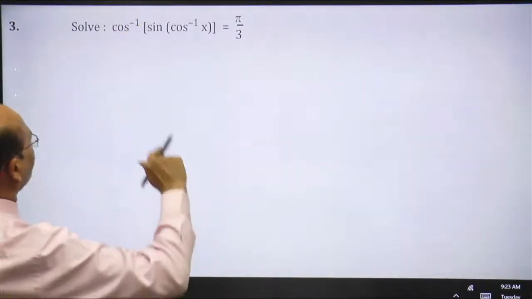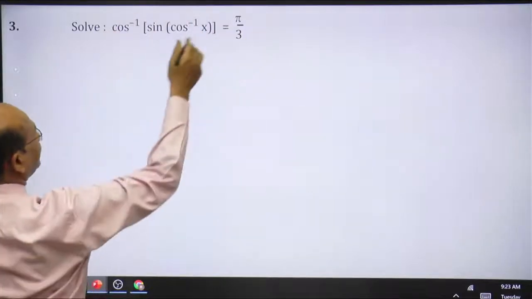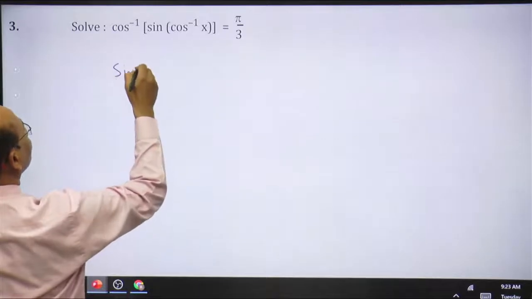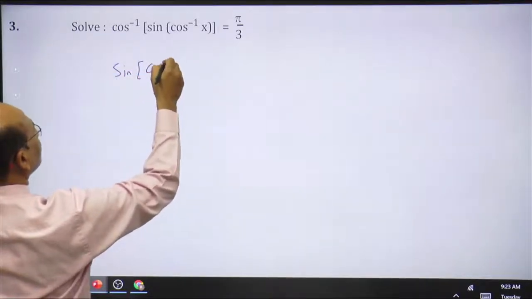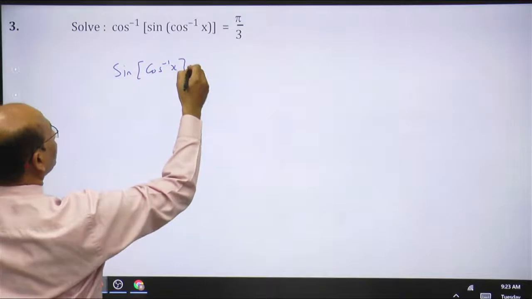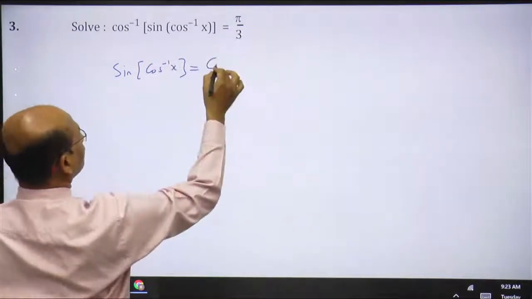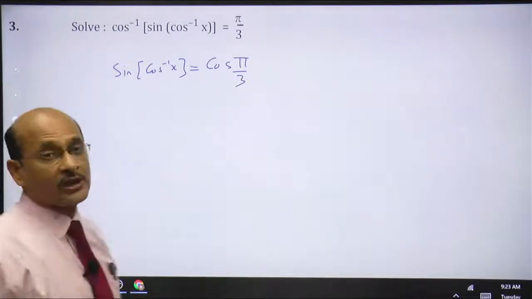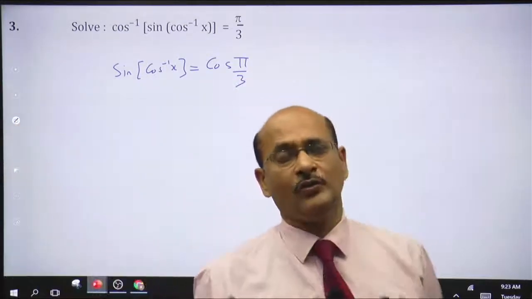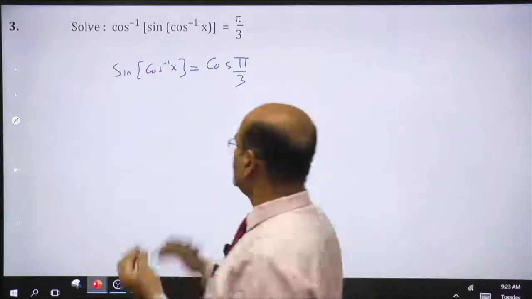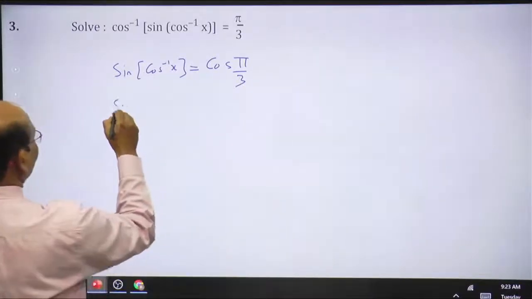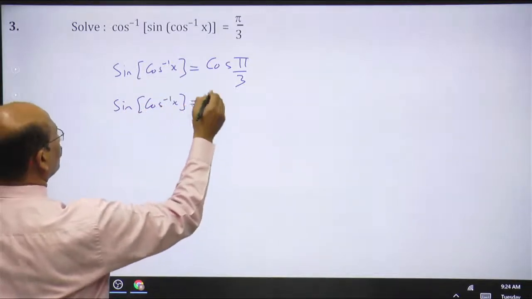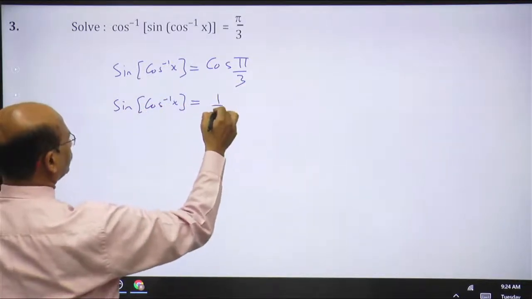Be careful, if I take cos inverse I can take that side, so this is a standard angle, that's why I can do that. So this will be sine of cos inverse x is equal to, cos inverse goes that side, this is cos of pi by 3, cos 60. What is cos 60? Cos 60 is 1 by 2. So what I can do is, this has become sine of cos inverse x is equal to cos 60, which is nothing but 1 by 2.